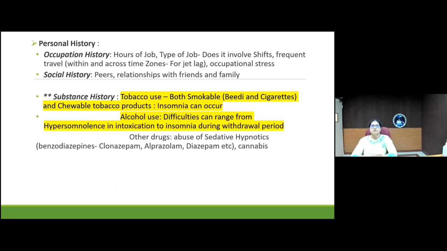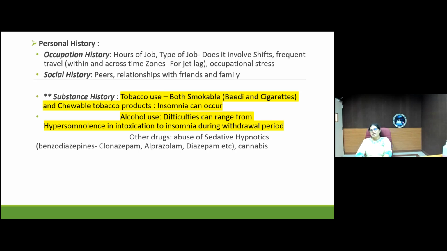Next, coming to the personal history. In personal history, occupational history is very important. What are the hours of job? Type of job? Does it involve shifts? Frequent travel within and across time zones, especially important for jet lag. And occupational stress, which again can lead to psychiatric morbidity, which in turn can lead to sleep disorders.